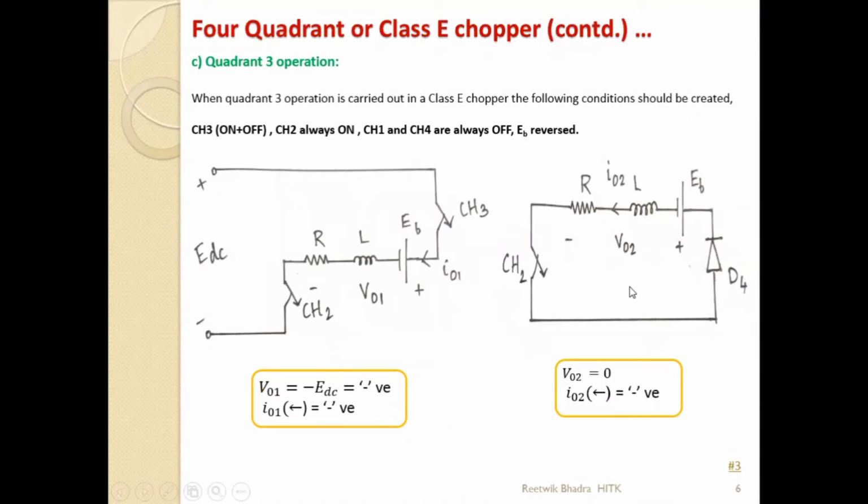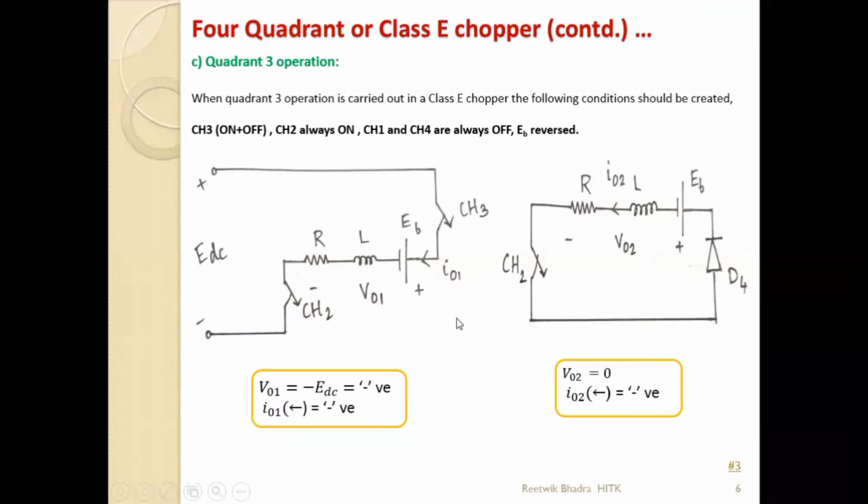Any doubt up to this? Only remember this operation: quadrant 3 means CH3 should be on and off. Rest all switches will be off, and the EB terminal is to be reversed.